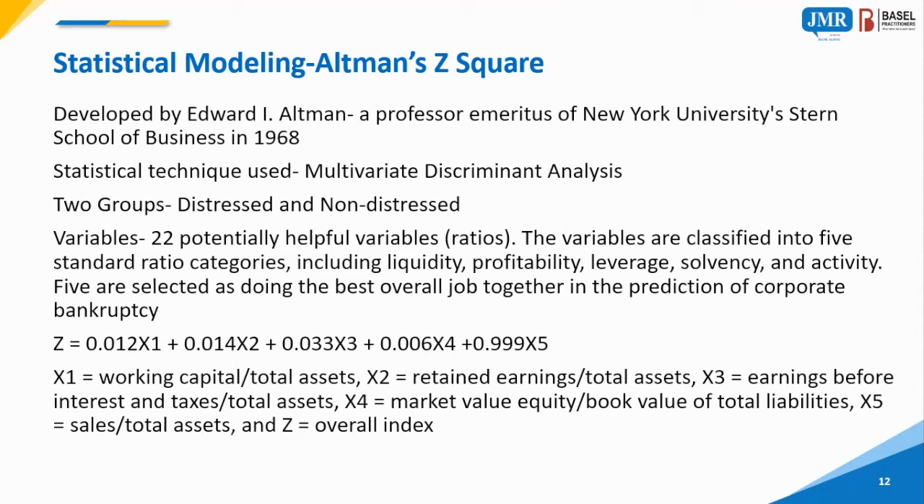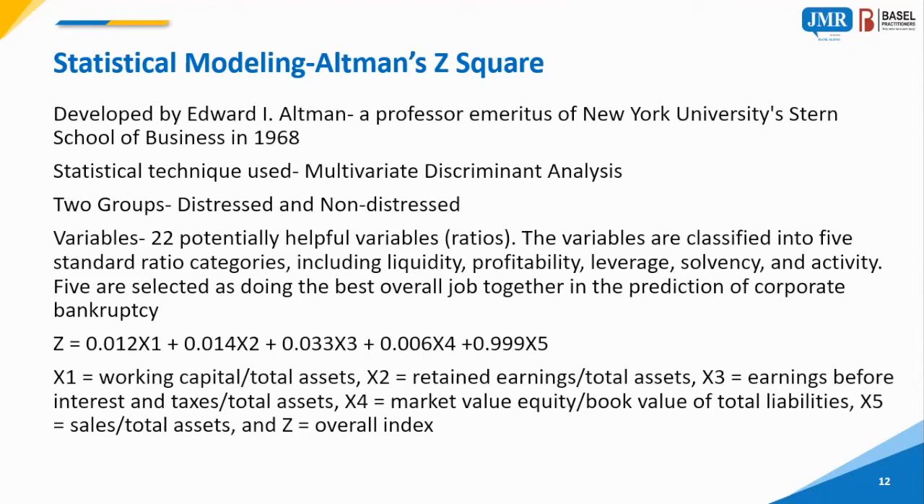So he first collected a number of ratios which are generally used across companies for various kinds of financial health measurement. A number of variables are there. The variables are classified into 5 standard ratio categories: liquidity, profitability, leverage, solvency, and activity. 5 were selected as doing the best overall job together in predicting corporate bankruptcy.